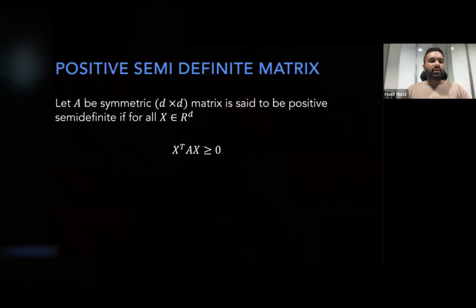The definition says that if A is a symmetric matrix, I'm assuming of dimension D cross D, then it is said to be positive semi-definite if for all vectors x in R to the D, x transpose A times x is greater than or equal to 0. Then we call it a positive semi-definite matrix. This is just a definition. So I hope you have covered this in the linear algebra class.